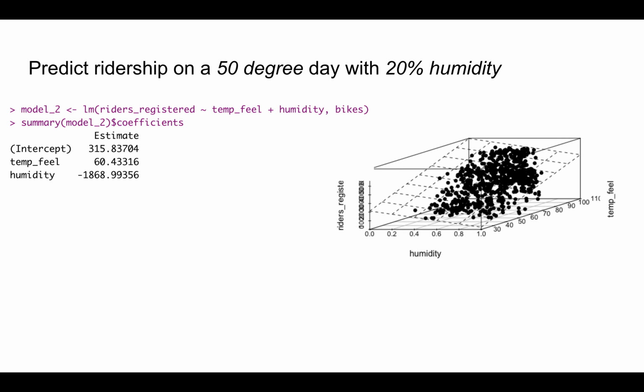For example, to predict the ridership on a 50-degree day with 20% humidity, we build from the intercept and then plug in 50 for temperature and 0.2 for humidity. Now notice that for humidity, we plugged in 0.2 instead of 20, since humidity is recorded in our dataset on a 0 to 1, not 0 to 100 scale. The result is roughly 2,964 predicted riders. Visually, this prediction corresponds to the height of our trend plane at the humidity and temperature values of interest.